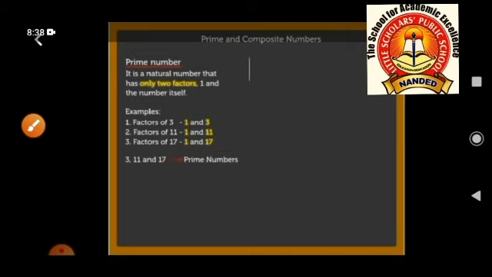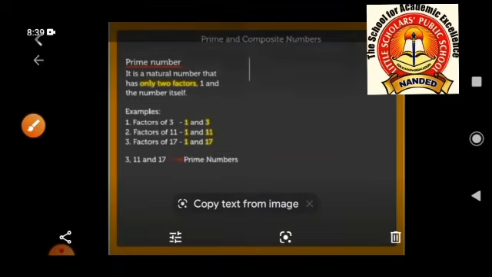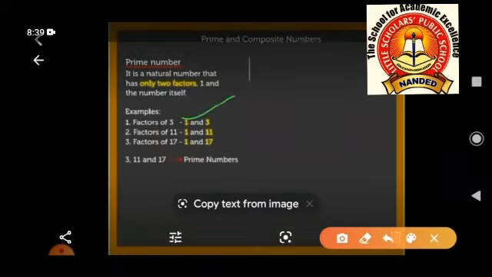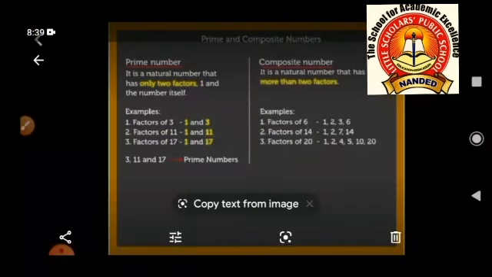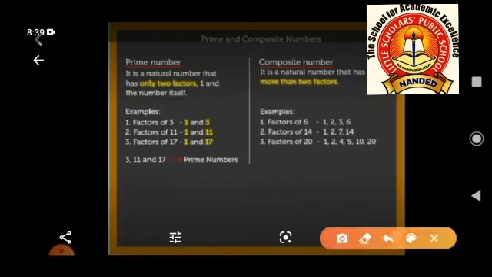Likewise, 1 and 3 are the factors of 3, 1 and 11 are factors of 11, 1 and 17 are factors of 17. These are all called prime numbers. Why are these prime numbers? Because the factors of these numbers are only 1 and itself.